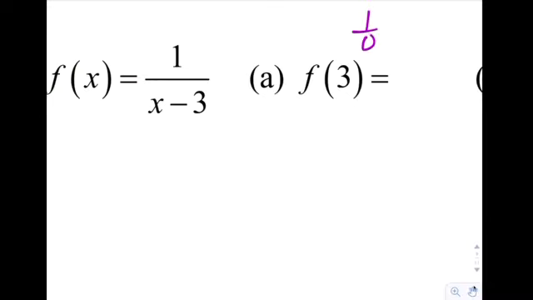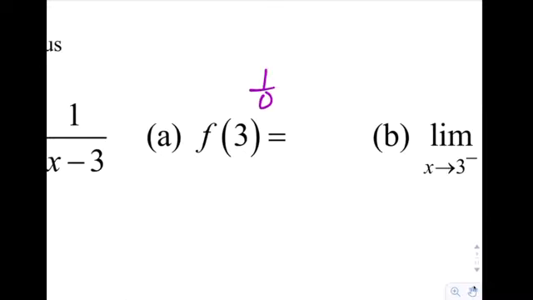Well, when you plug in, you get 1 over 0. And remember, 1 over 0 implies vertical asymptote, but really it implies plus or minus infinity. That's what a vertical asymptote is. It forces the y values up or down to plus or minus infinity. So that's kind of interesting right there. 1 over 0 and infinity are reciprocals of each other.